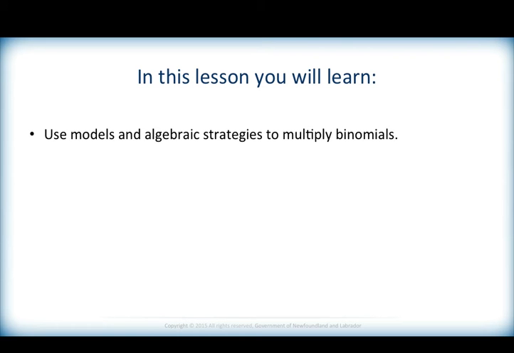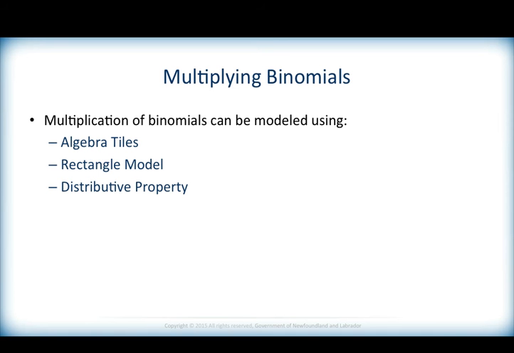So in the previous lessons, we looked at how to multiply and factor a monomial multiplied by a binomial, which was one term being multiplied to two terms. This time we're going to do an extension and we're going to have two terms multiplied by two terms, which can be a little tricky, but we're going to use similar strategies. And the strategies we're going to use, again, are algebra tiles, the rectangle model, and distributive property.